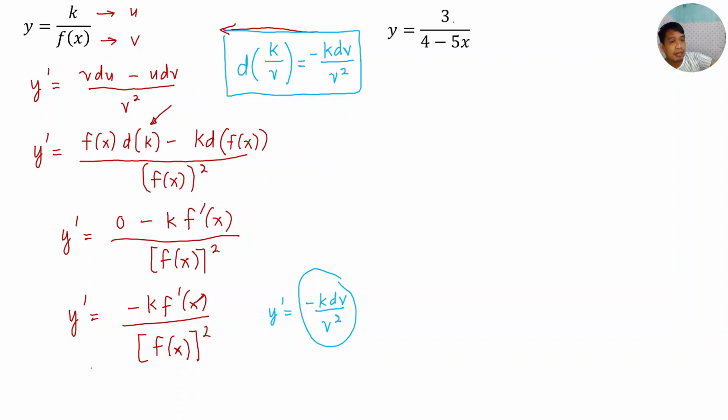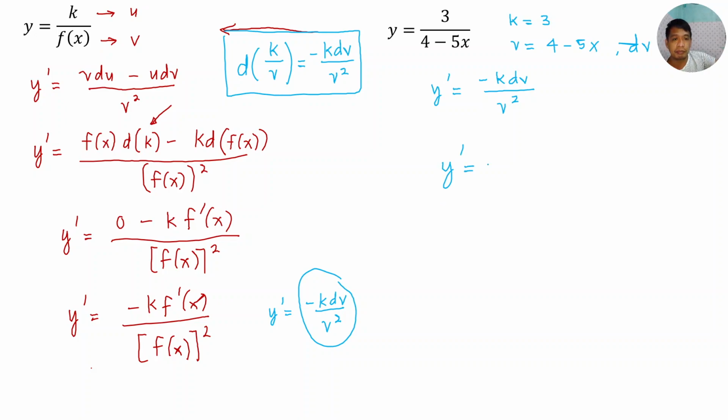So in this case, para ma-solve natin ito, since ang k natin is 3 and v is equal to 4 minus 5x, using this formula that we have derived, the derivative of y is negative k dv over v squared. If v is 4 minus 5x, ang dv ay simply negative 5, because the derivative of 4 is 0, derivative of 5x is 5 preceded by a negative, that's why it's negative 5.